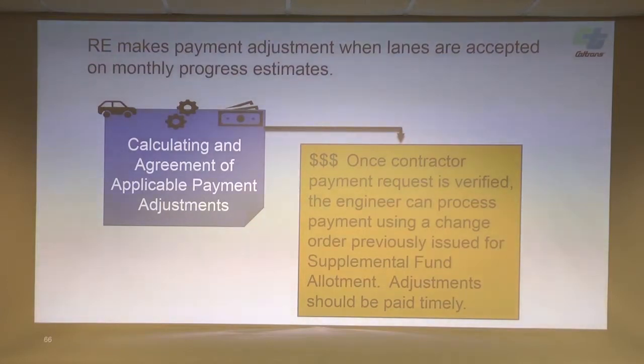Okay, then once we have everything agreed to on the worksheet, we calculate the adjustment and make it a payment adjustment. So contractors, the resident engineers, have their supplemental fund allotment for this incentive adjustment. You can write a change order ahead of time and encumber those funds so that monthly you can turn the extra work bill in to make that payment adjustment. Similar to how the asphalt index adjustments are done, and some people used to do QC/QA that way.